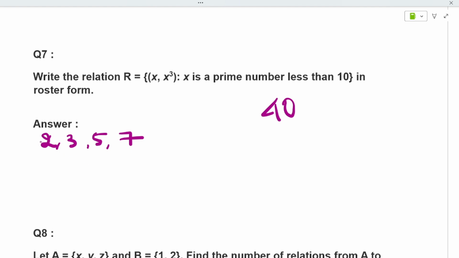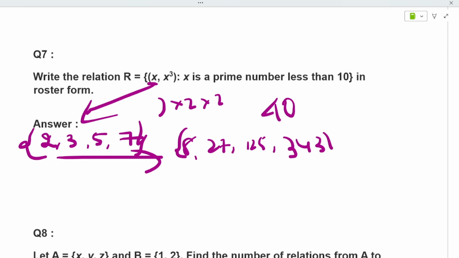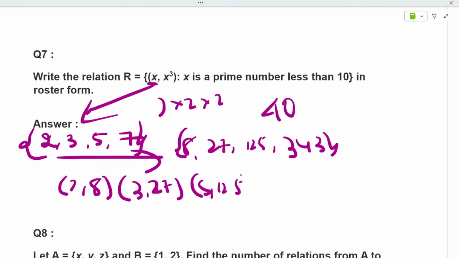If we take 2 and they have given the cube of itself, right? If we consider x as this, the cube of this will be 2 into 2 into 2, 2 twos are 4, 4 twos are 8, and the cube of 3 will be 27, and 5 cubed will be 125, and 7 cubed will be 343. This is how you have to do it, and the pairs will be 2, 8, and 3, 27, 5, 125, and 7, 343. I hope you got how I found the cube.